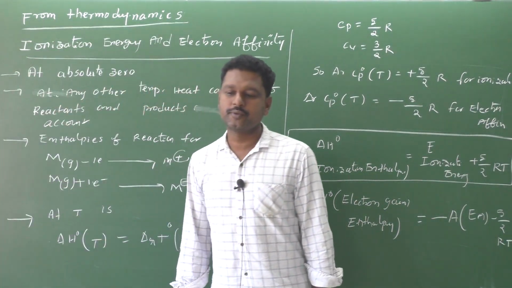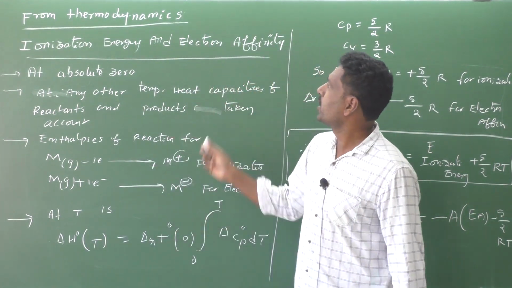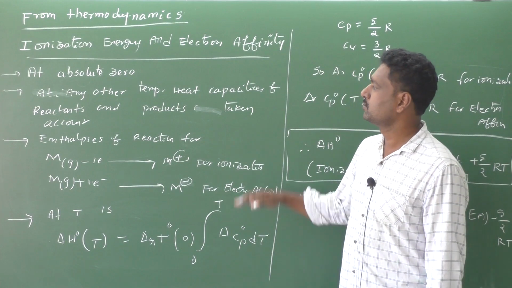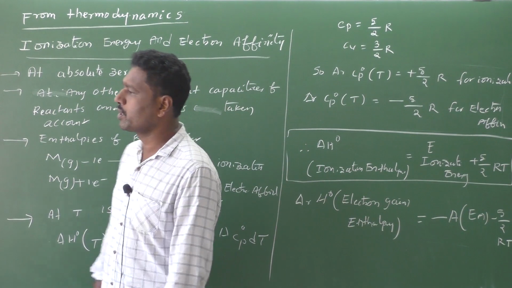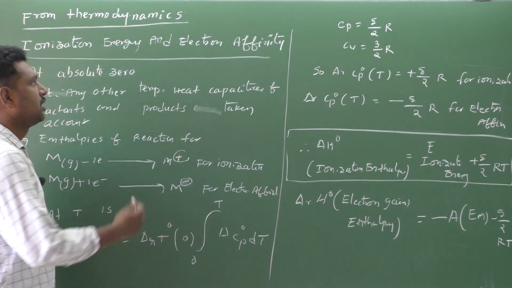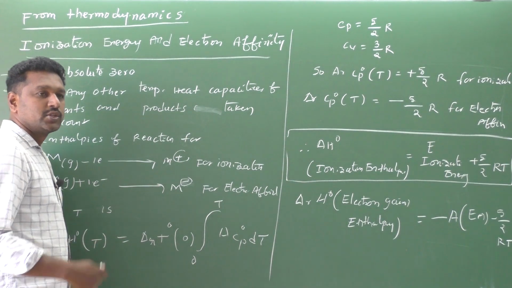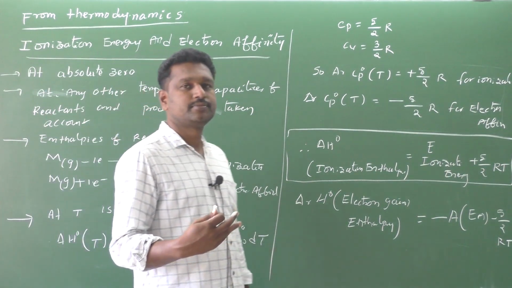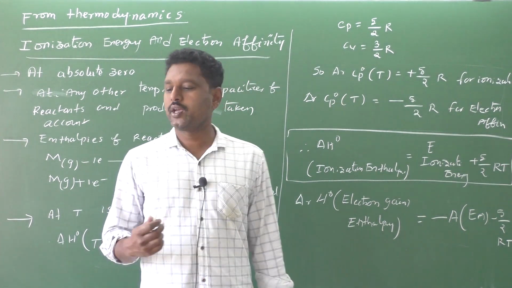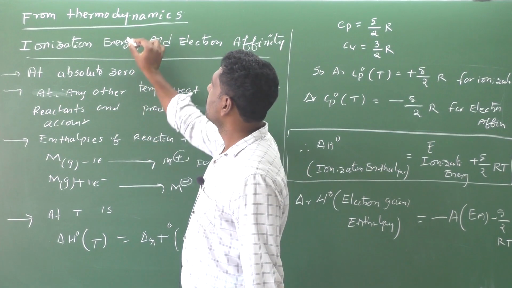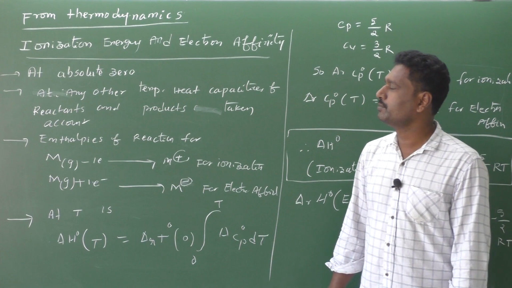Good morning, students. Today we discuss ionization energy and electron affinity in relation to thermodynamics. We know that the thermodynamical relation is different from the normal relations, so we are considering the system, heat capacities and everything. Here we are discussing ionization energy and electron affinity from thermodynamics.